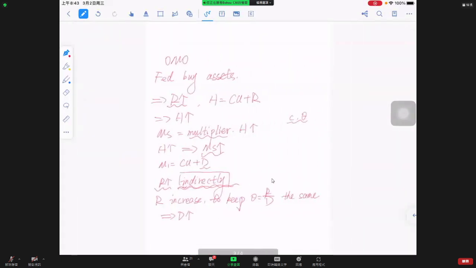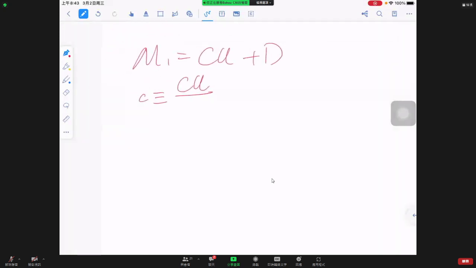Then we have said just now, M1 equals CU plus D, and the currency ratio c was CU, currency, over M. Okay, so for bank failure, people tend to hold more currency, right?